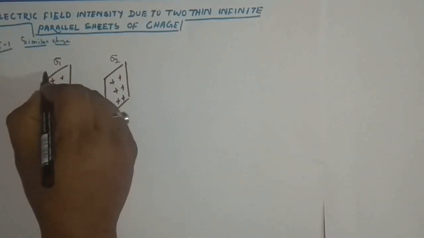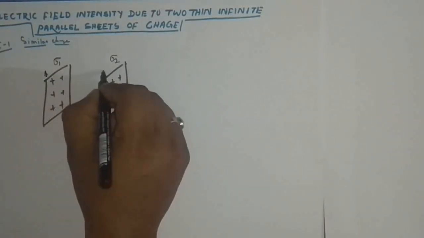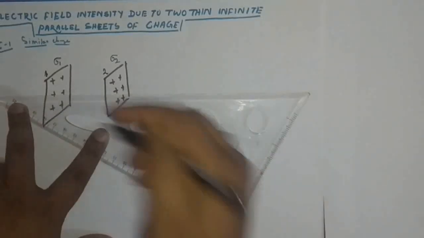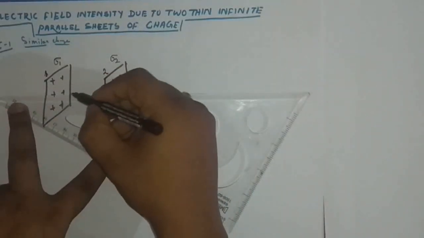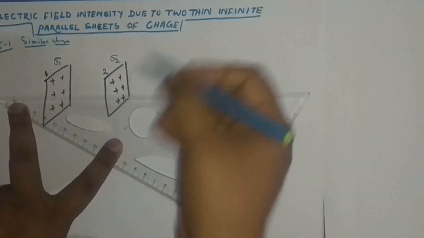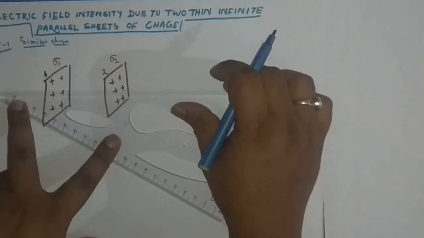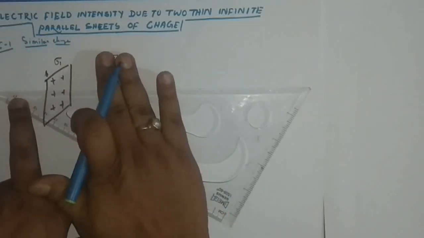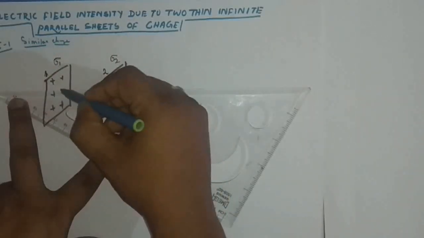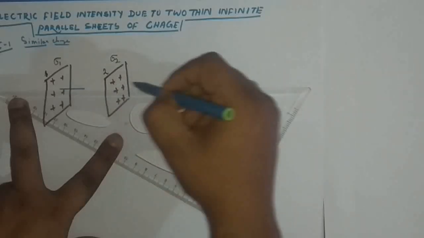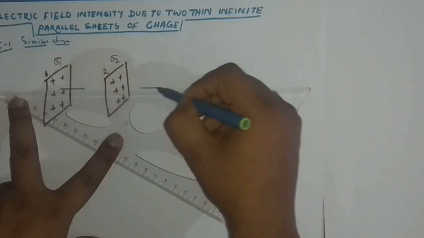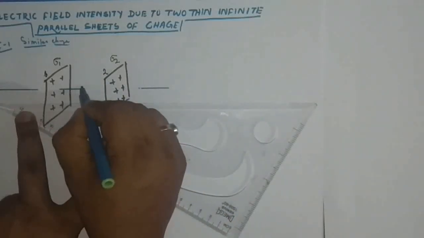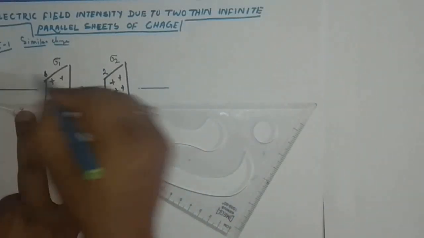Let this be sheet A, or the first, and this is the second sheet. Since it is positive charge and they are similar in nature, what will happen? Check it properly. Be careful. Positive means, focus here: electric field will be in this direction, away from this sheet 1.